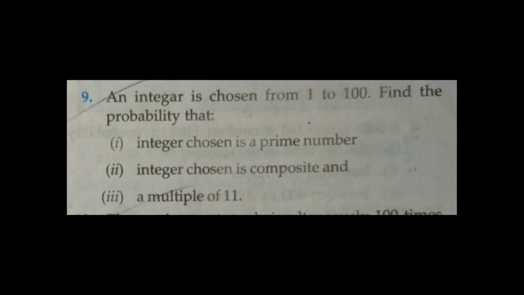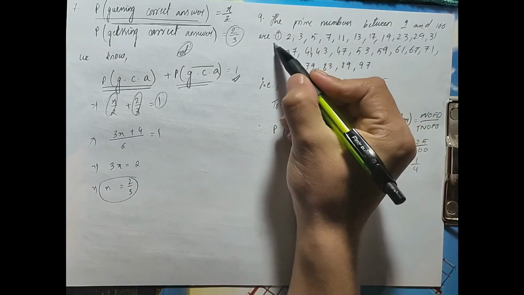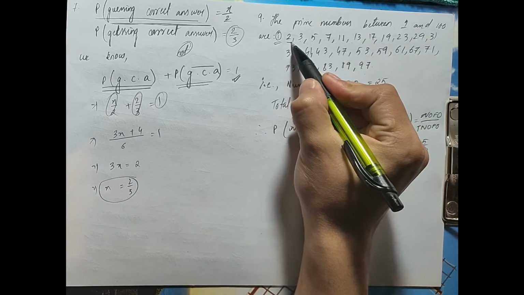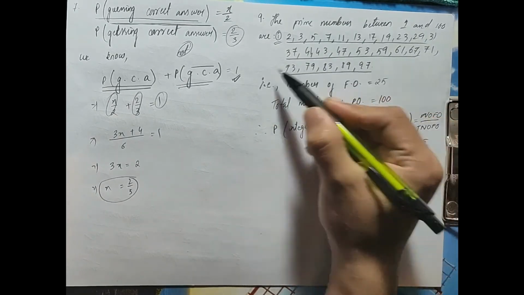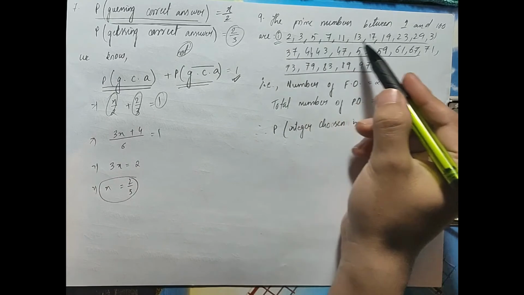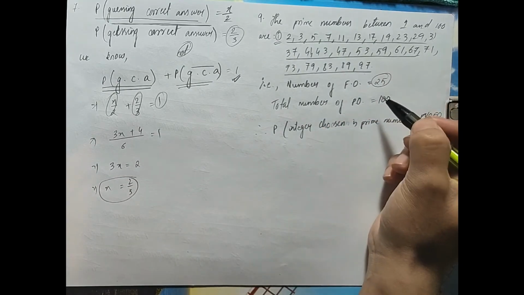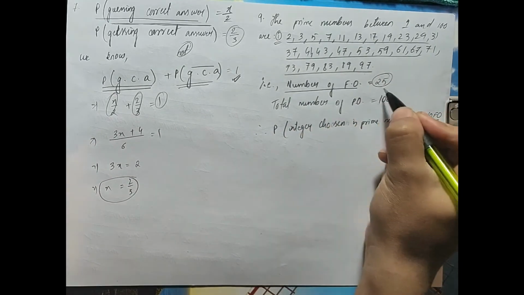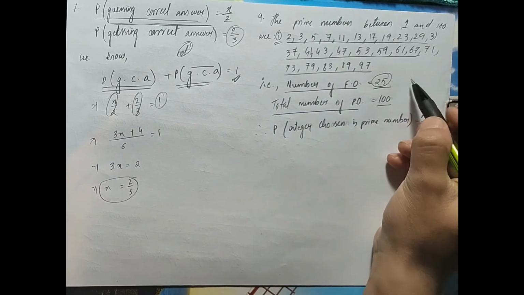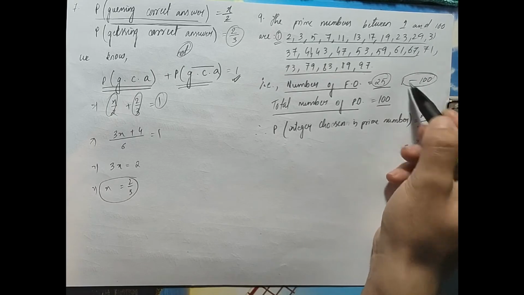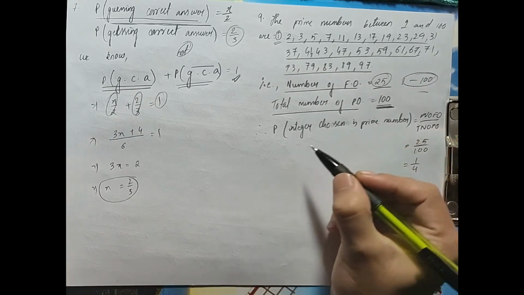An integer is chosen from 1 to 100. Find the probability that, number 1, integer chosen is a prime number. So first of all, what we will do is we will write down all the prime numbers from 1 to 100. So these are it. Okay, if you count, then you will get it to be 25. So number of favorable outcome is 25, and total number of possible outcome is 100. We know that from 1 to 100 there are 100 numbers, so total 100.